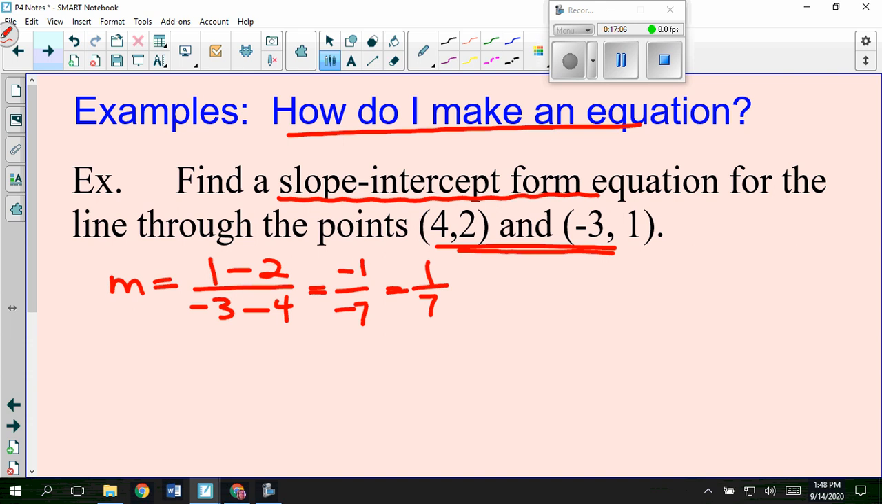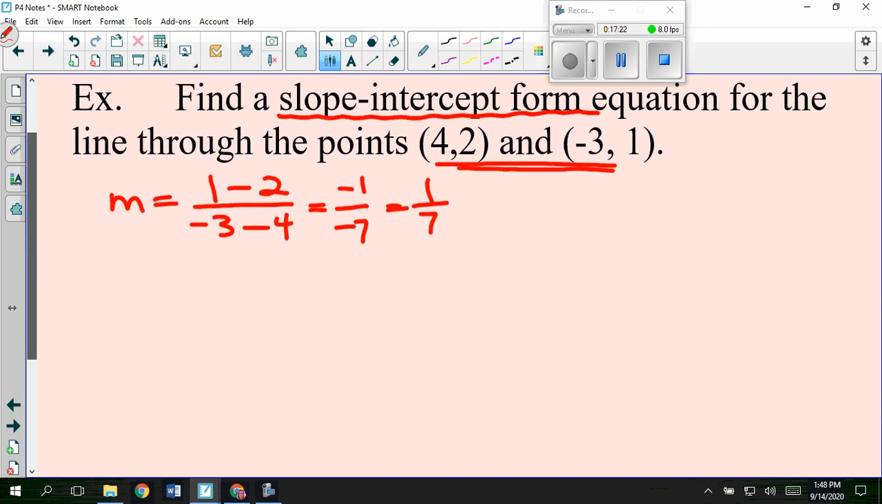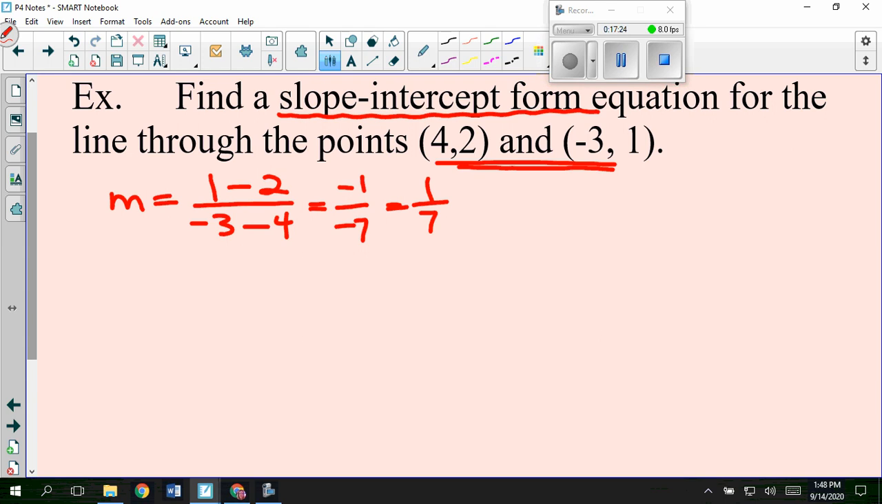So I have a slope, so I've got that piece. I still don't have a y-intercept, but I do have points. And this is what I was referring to earlier, where you usually have this type of information. So we're going to start this problem with point slope form and then just change it into slope-intercept form. So I'm going to use the slope that I just found, and I'm going to pick one of the 2 points. Doesn't matter which point you want to pick.